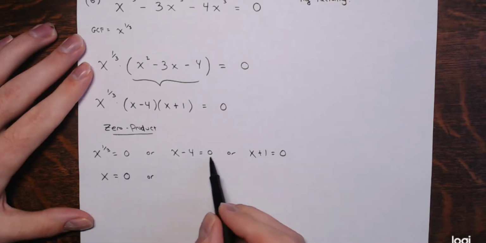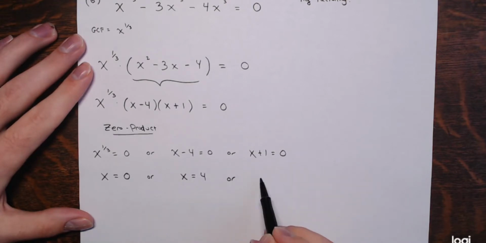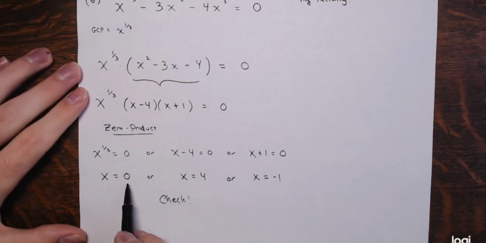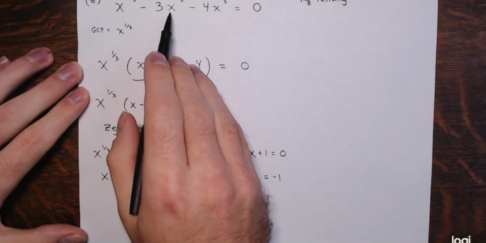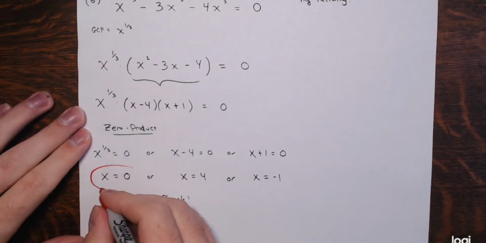Or here I'm adding 4 to both sides to get x equals 4. Here I'm subtracting 1 from both sides, x equals negative 1, and don't forget to check your solutions. Now, 0 should be obvious. You'd have 0 minus 0 minus 0 equals 0. So there we go, right? This is obvious.